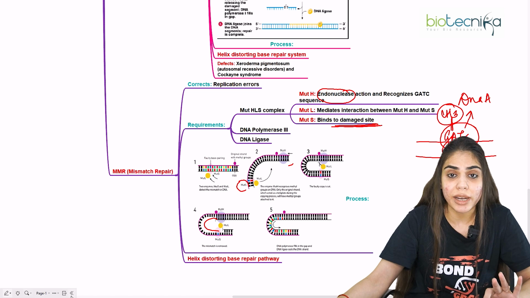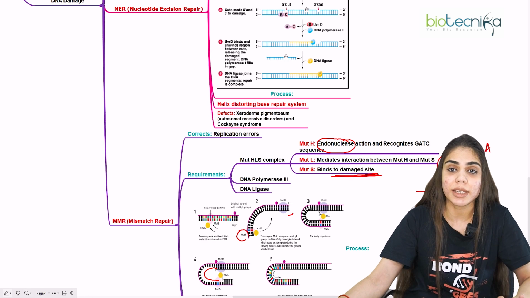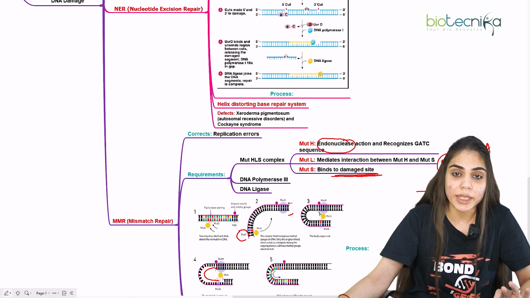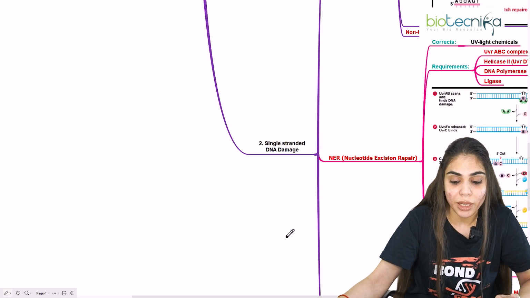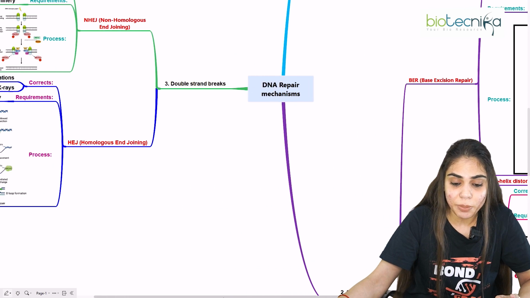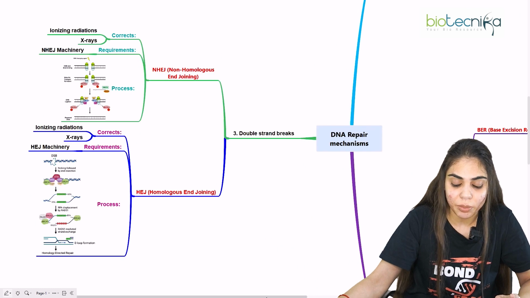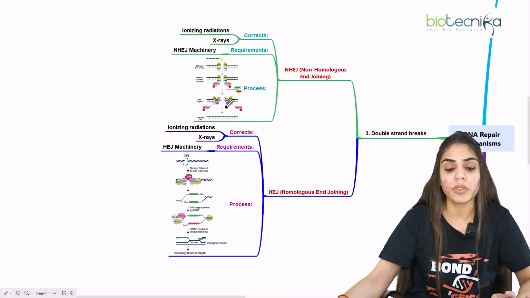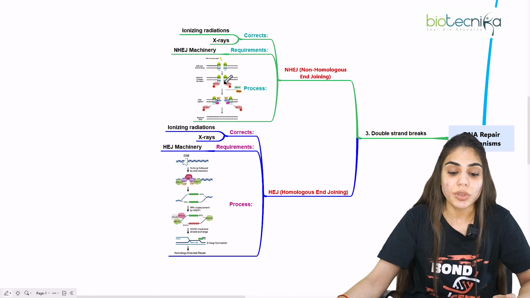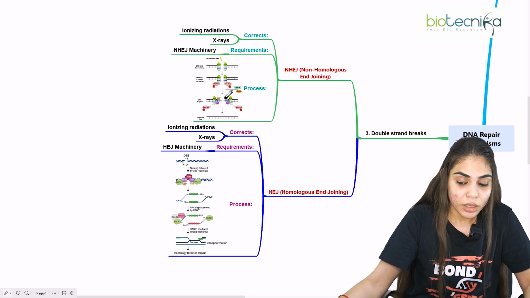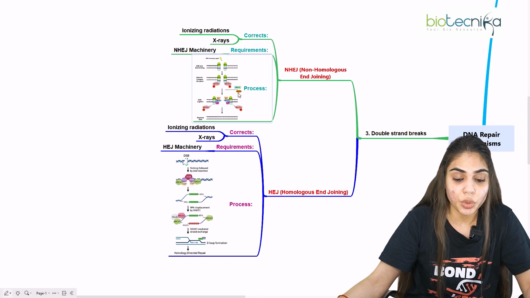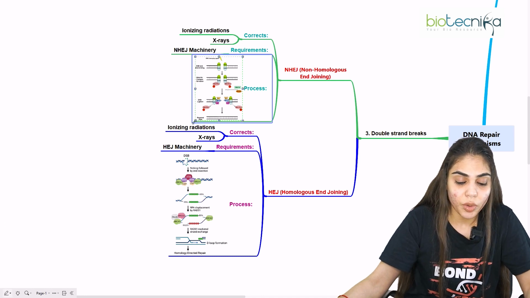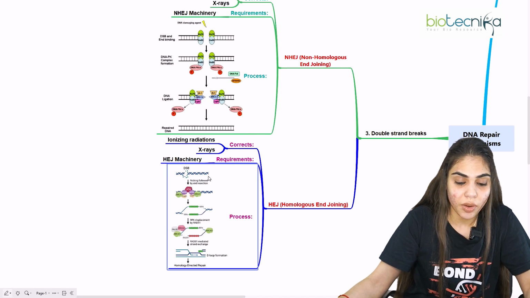So this is all about the single-stranded DNA damage. If there is any kind of damage in a single strand, that will be repaired by the BER mechanism, NER repair mechanism, as well as the MMR pathway. Now let's come to the last type of repair mechanism, that is double-strand break. Suppose there is any kind of double-strand break in the DNA, that will be repaired by a double strand break mechanism. And again here you are going to study two pathways, that is non-homologous end joining and homologous end joining.